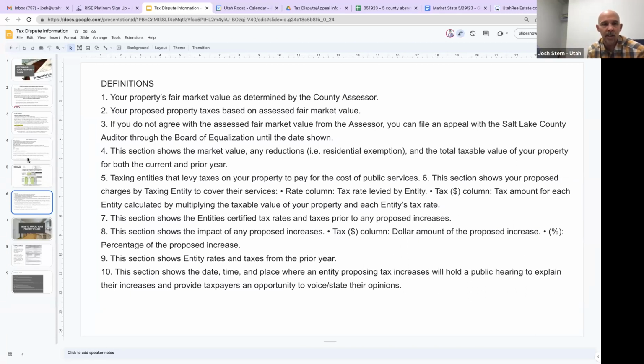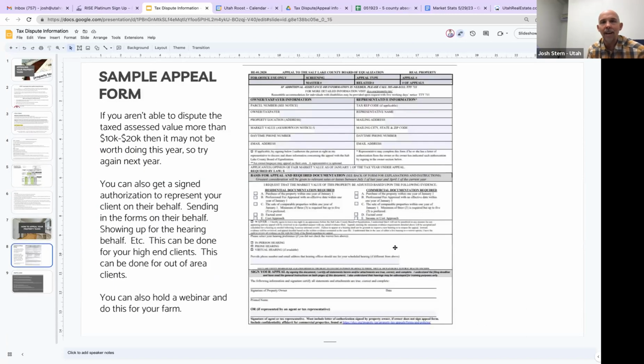So if you look at a tax notice, pull out the definition sheet next to it, and then you can see what everything means. All right. So here's what you have to do. This is called an appeal form.